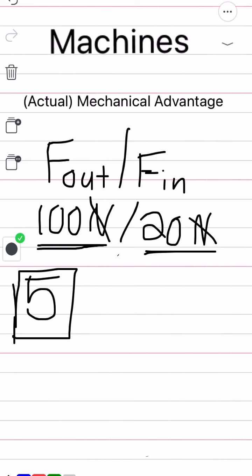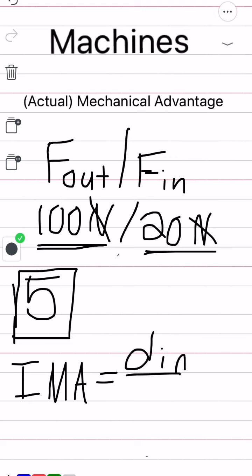So, the formula for ideal mechanical advantage is not F out over F in. It's D in over D out, which might be a little confusing because for F out over F in, this time it's the input over the output. What this means is distance and force have opposite relationships. If distance increases, then force will decrease.